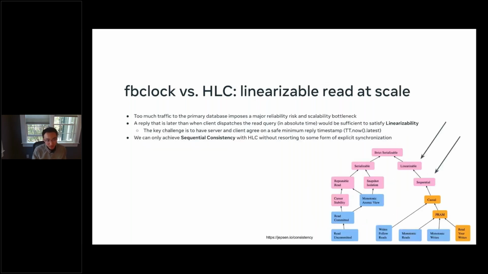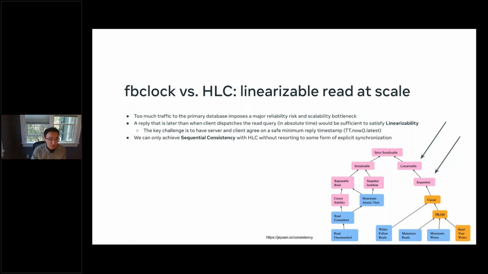So here's another comparison between fbclock and HLC: linearizable reads at scale. In the Spanner paper, they talk about how if you're doing a single shard linearizable read, they just send it to the local primary. So that works. And if you have a lot of traffic, obviously you want to leverage the replicas as well, if they can also serve the linearizable reads. Too much traffic to the primary database is a major reliability risk.